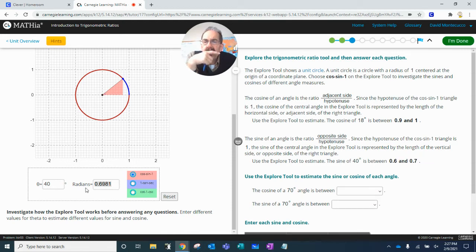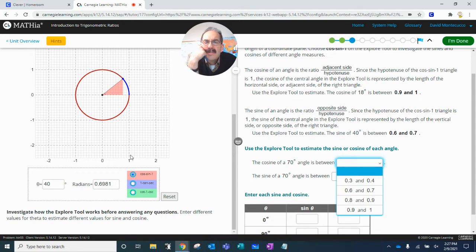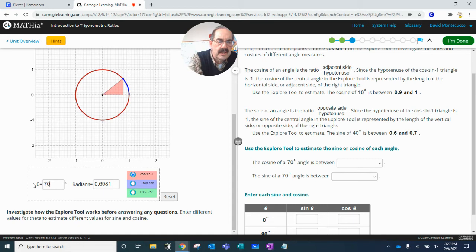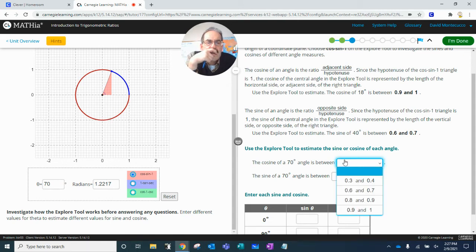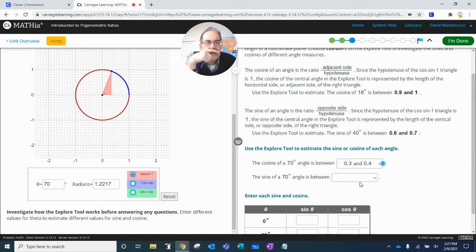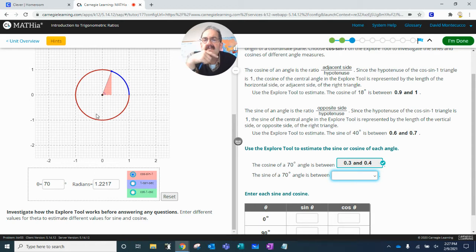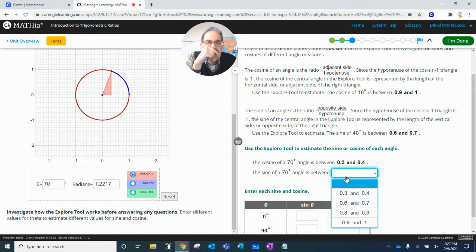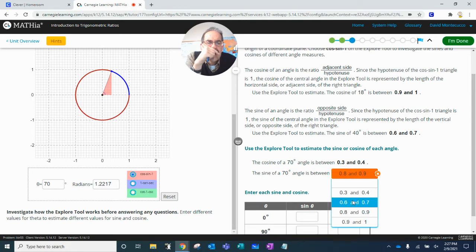So they're wanting us to relate it to radians. Okay, so 70, cosine is the adjacent. So 1, 2, 3 over 1. Cosine is this over this, so it's not very much. Sine of 70 is a lot, so if that's that, I would have put that.